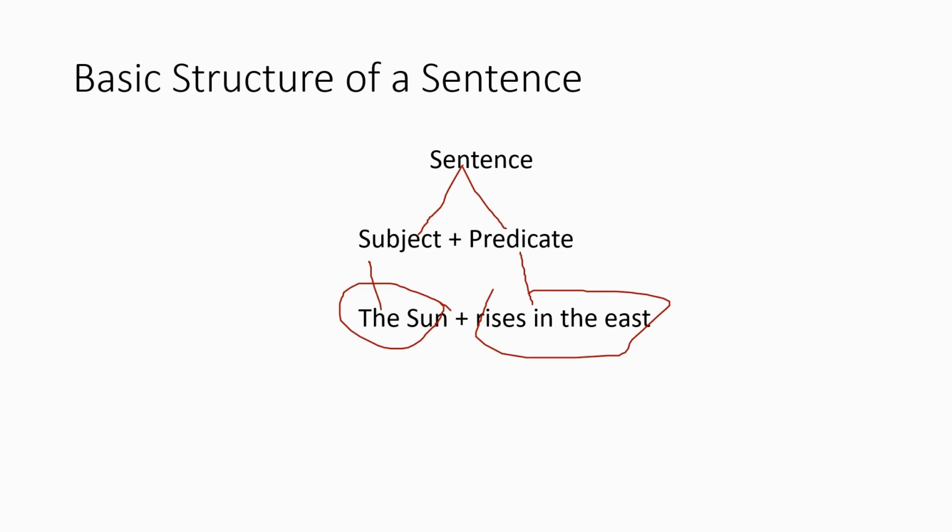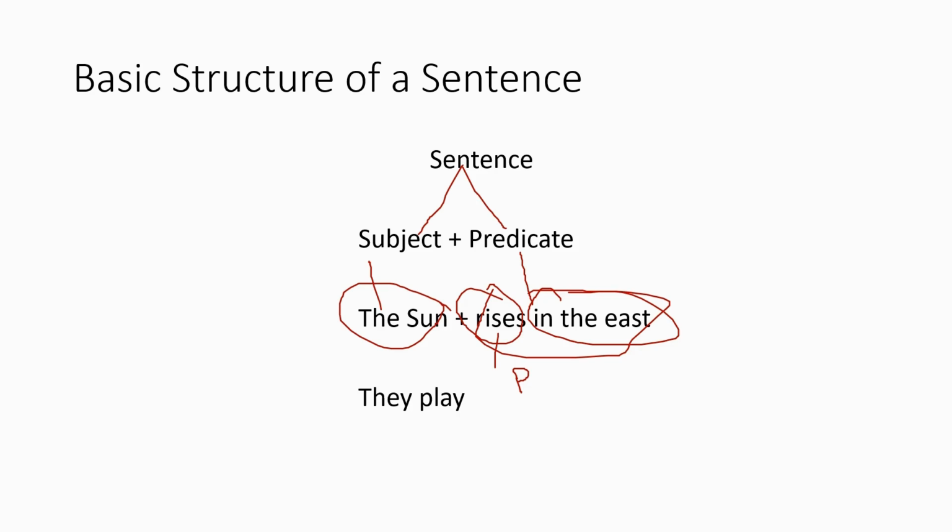Even predicate has two parts. One is verb and one is phrase. The verb is called predicator. Verb plus the rest of the part is called predicate, or you can say that except subject, all the rest of the sentence is called predicate, and verb is called predicator. Predicate is a combination of verb plus other phrases.